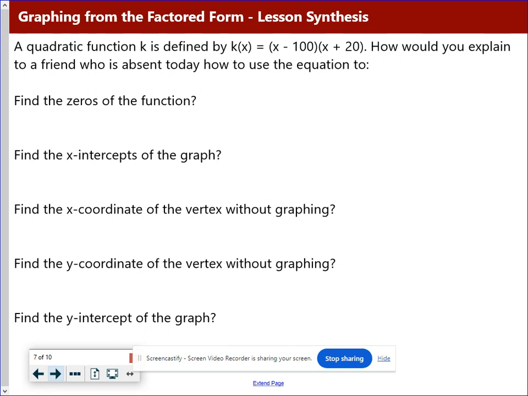Could you find the zeros of the function? The zeros of the function are where it crosses the x-axis. Very similar to the x-intercepts, right? It's just the values where it crosses the x, what makes it equal to 0, right? Where it crosses the x-axis. So what makes this equal to 0? Well, that's 100. What makes this equal to 0? That's negative 20.